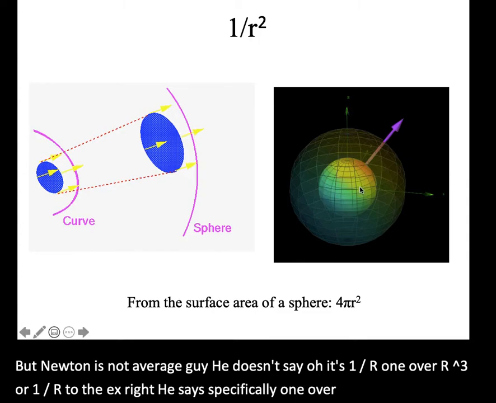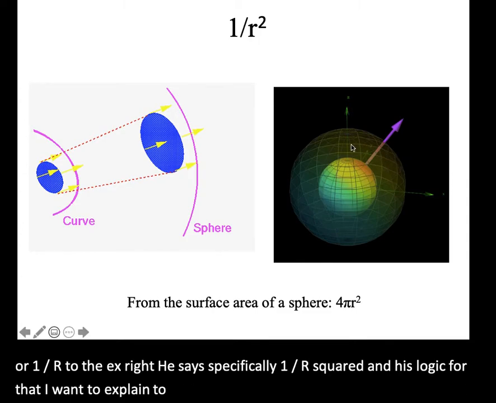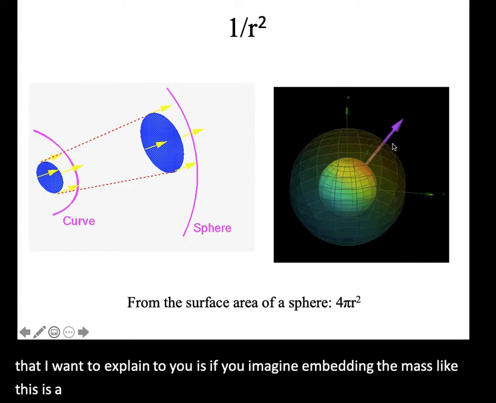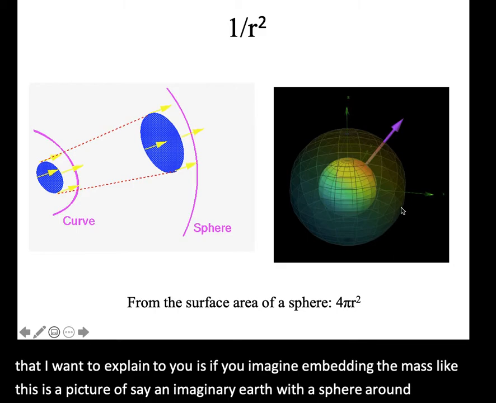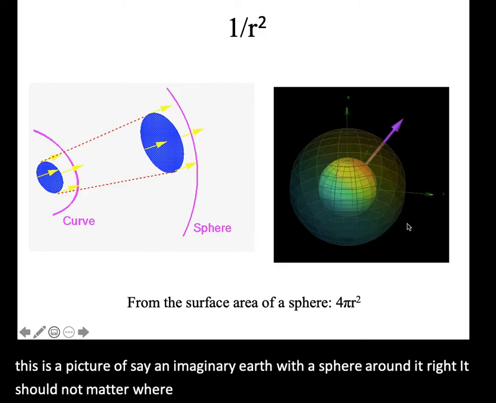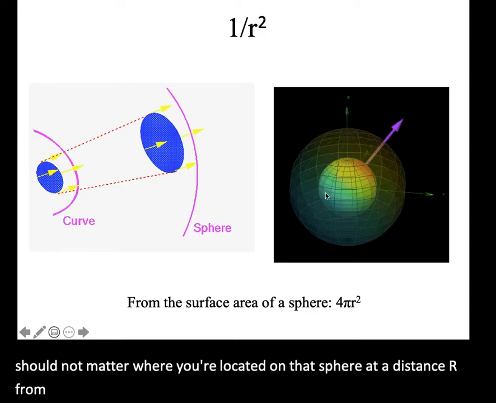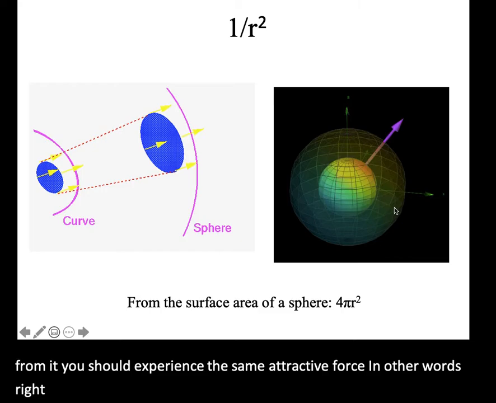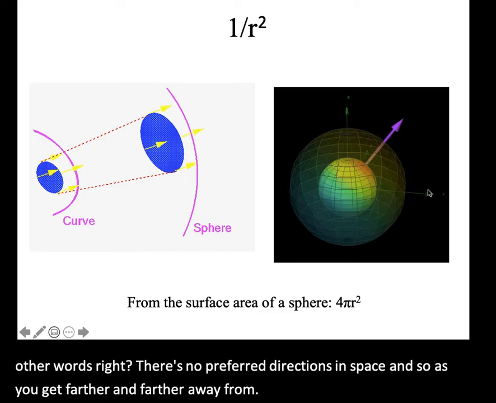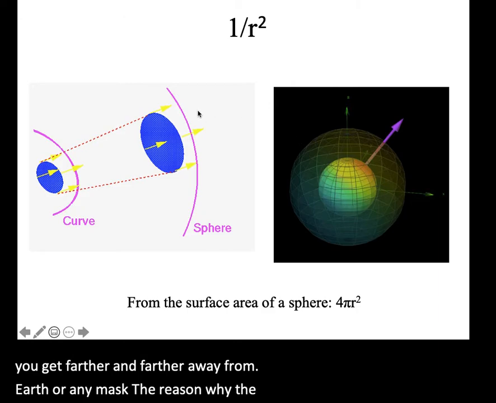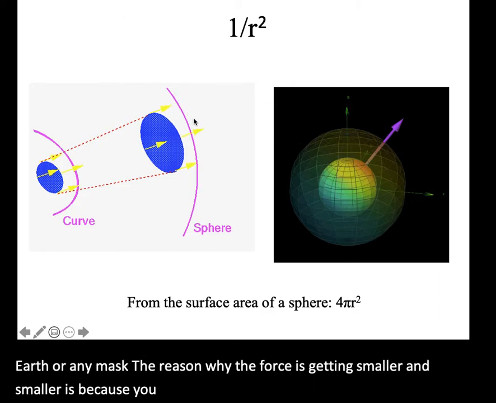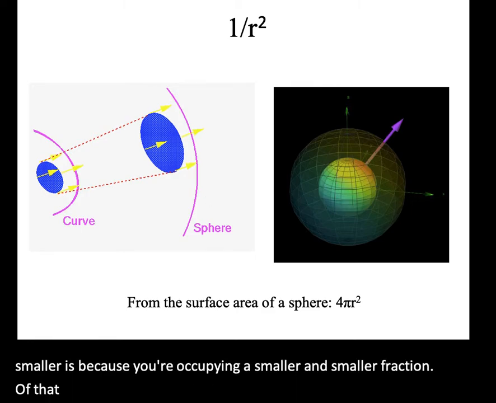And his logic for that, I want to explain to you, is if you imagine embedding the mass, like this is a picture of, say, an imaginary Earth with a sphere around it, right? It should not matter where you're located on that sphere at a distance r from it. You should experience the same attractive force. In other words, there's no preferred direction in space. And so as you get farther and farther away from Earth or any mass, the reason the force is getting smaller and smaller is because you're occupying a smaller and smaller fraction of that ever-increasing spherical surface area, right?